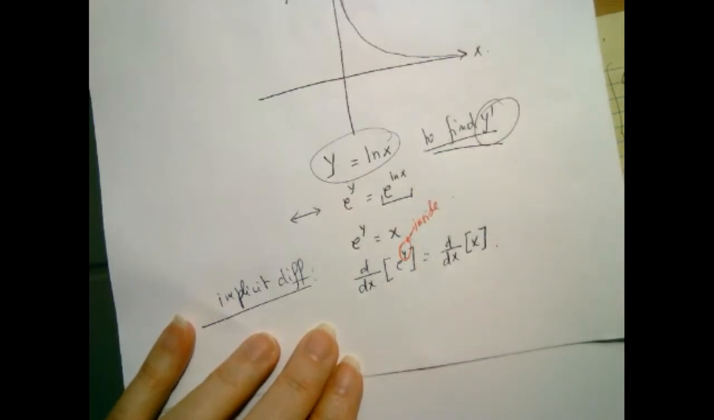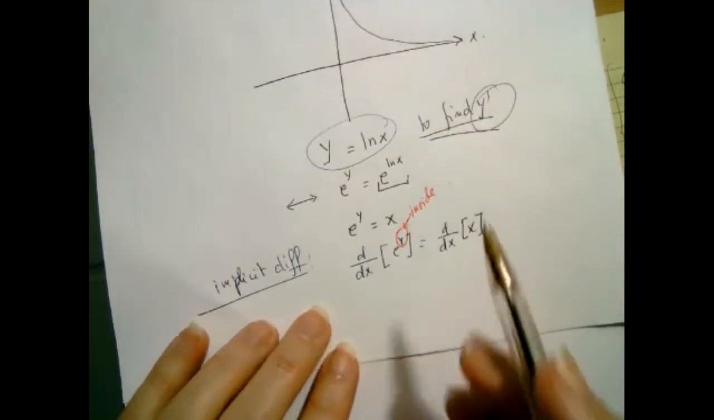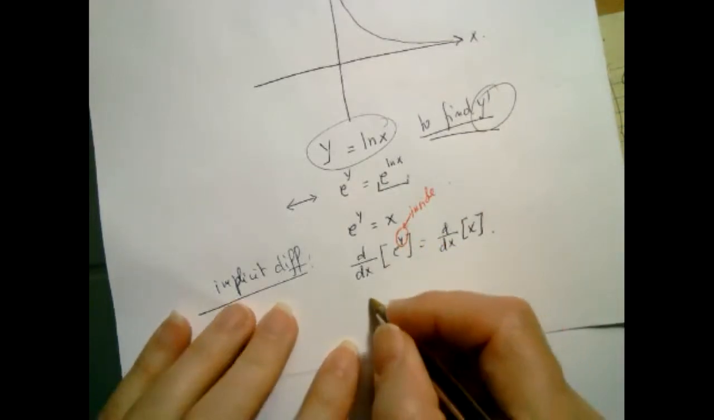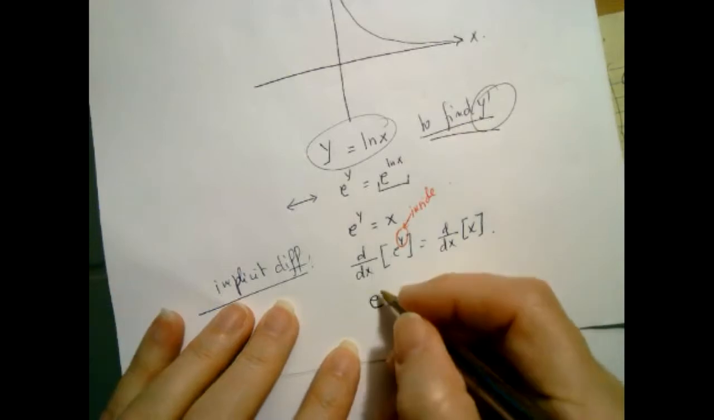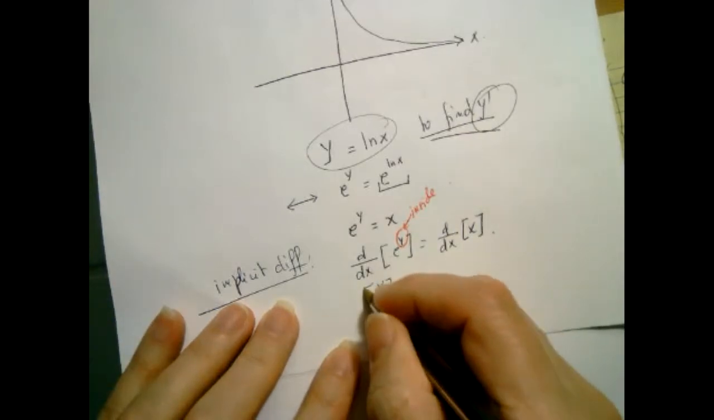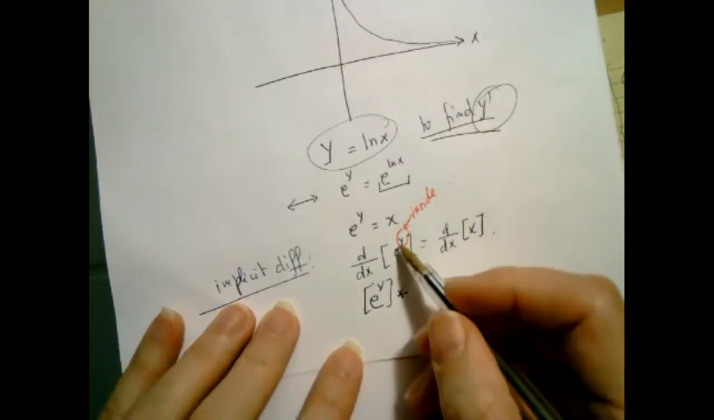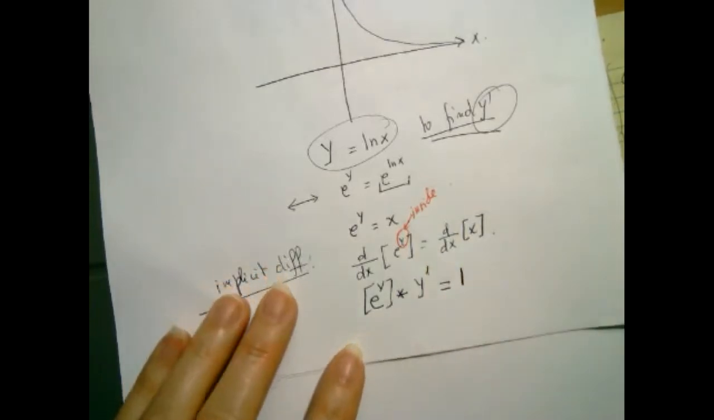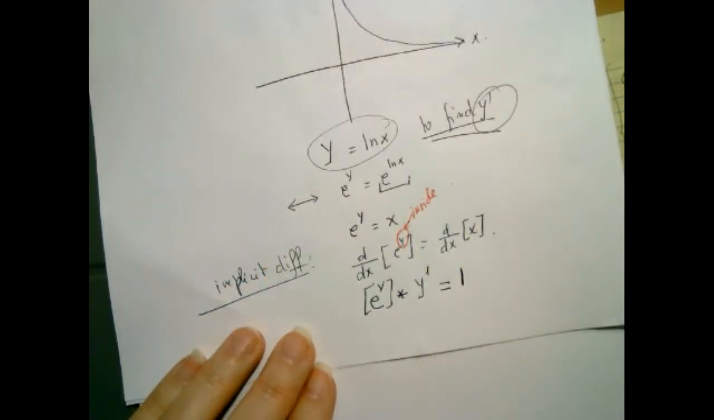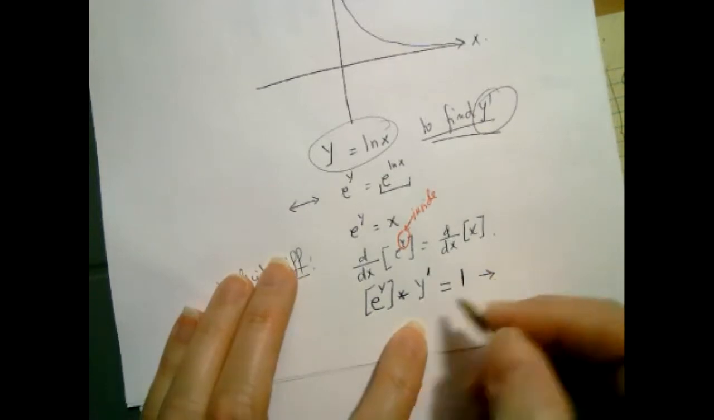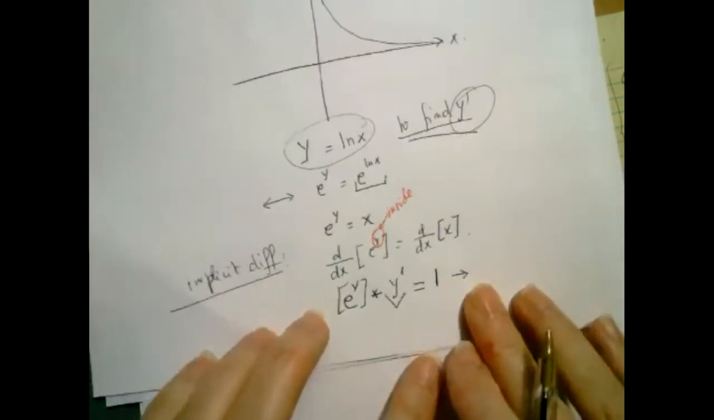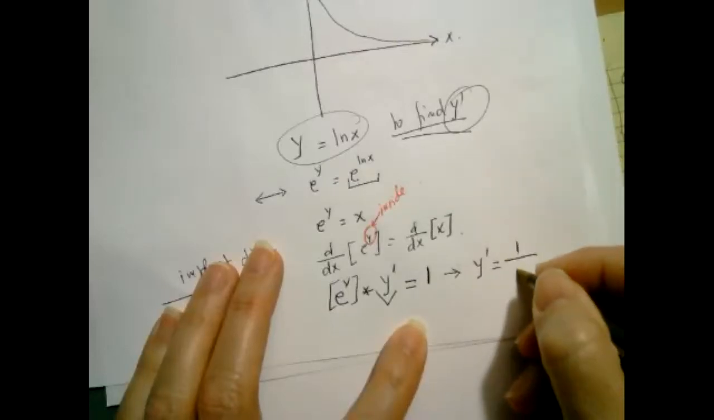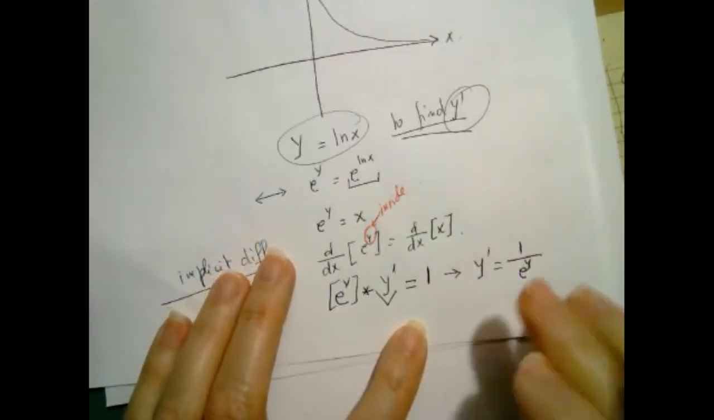So what does implicit differentiation tell me? The inside is y, the outside is the exponential. So it's the derivative of the outside evaluated at the inside, which is e to the y, times the derivative of the inside. This is equal to 1. Remember, y prime is really what I am after. From here, I solve for y prime. That's what we did before. I get 1 over e to the y.